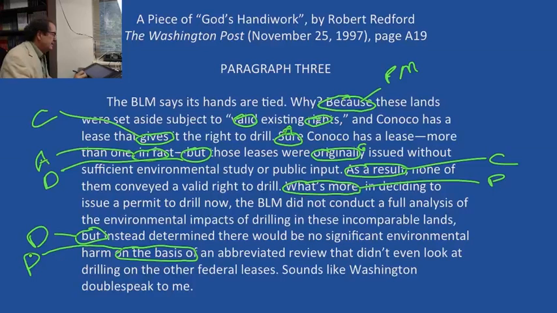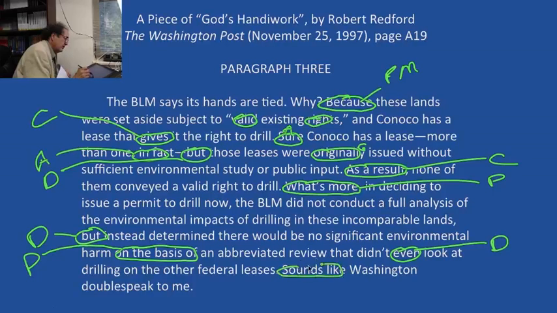It didn't even look, even is a tricky one. It's discounting an objection. It's saying, well, they looked a little bit, but they didn't look at this. Discounting the objection that they did look at least some. They didn't even look at drilling on the other federal leases. Okay? Sounds like clearly a guarding term.